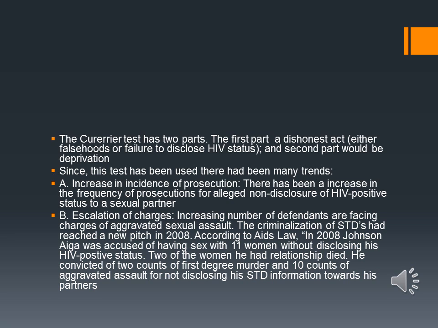The Cuerrier test has two parts. The first part is a dishonest act, either falsehood or failure to disclose HIV status, and the second part would be deprivation. Since this test has been used, there have been many trends in the topic of the criminalization of STDs.